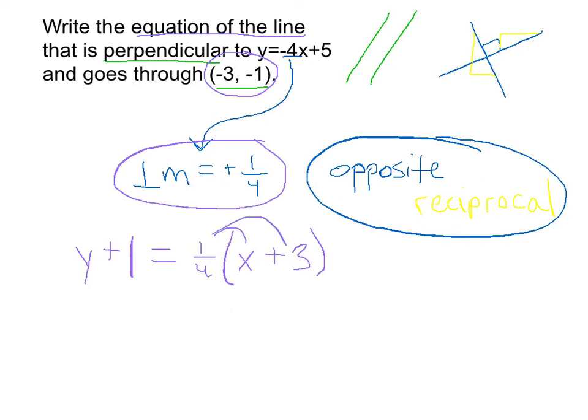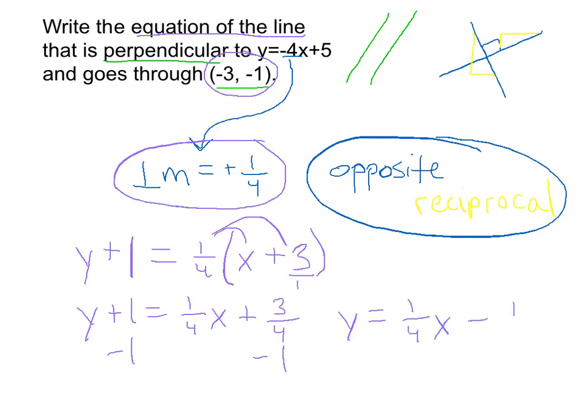I'm going to distribute 1/4 to x and to 3. I can put that 3/1 if I want. I end up with y plus 1 equals 1/4 x, because I'm multiplying, plus 1 times 3 is 3, 4 times 1 is 1, so it's going to be plus 3/4. Now, in order to write this in slope-intercept form to get y by itself, I have to subtract 1 from both sides. Y equals 1/4 x minus 1/4.